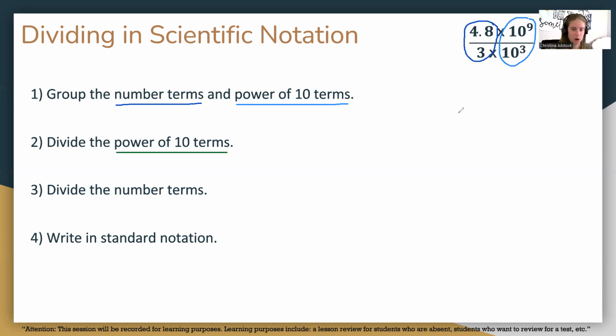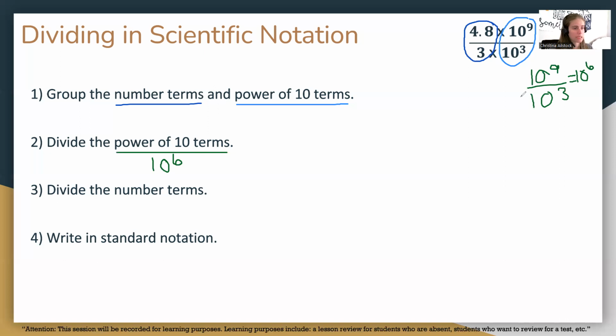So we're going to divide our power of 10 terms. We have 10 to the 9th being divided by 10 to the 3rd. Remember that when you divide exponents, when they have the same base, which we do here, you subtract your exponents. 9 minus 3 gives us 6. And if we wanted to, we could just write the answer down here, 10 to the 6th, so I don't lose that in other work.